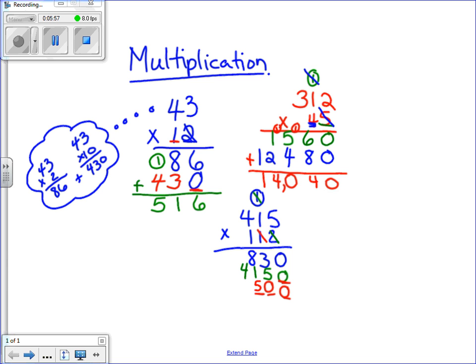Go back to the 1. 1 times 1 is 1. Go back to the 1, go straight up. 1 times 4 is 4. And then you're going to add them. So anytime that you have more digits that you are multiplying by, you'll just lay more eggs every time, so to speak. So we're going to add them up. 14, carry 6, bring down your 4, and there's your answer. Okay, so that's just basic multiplication.